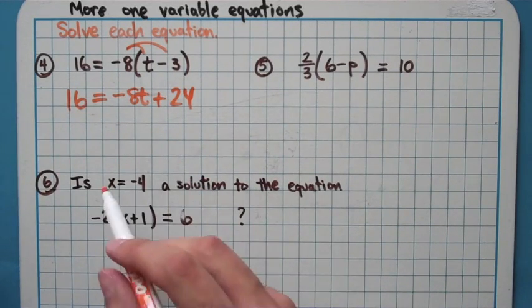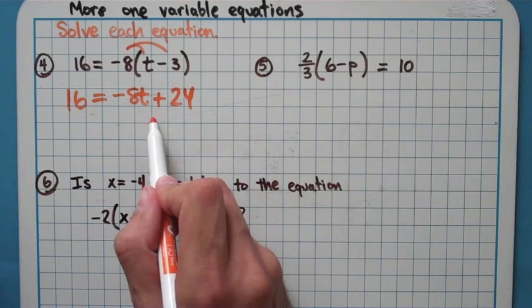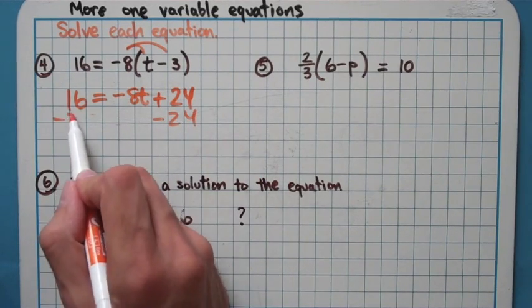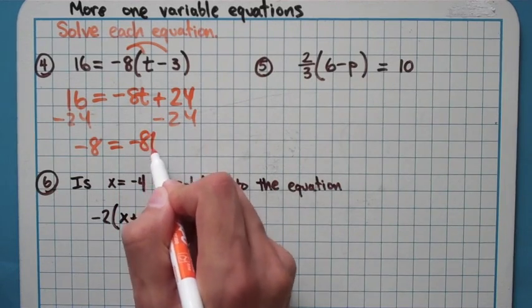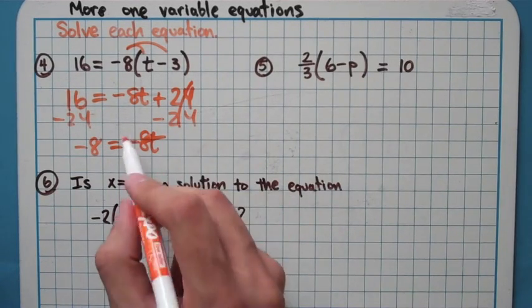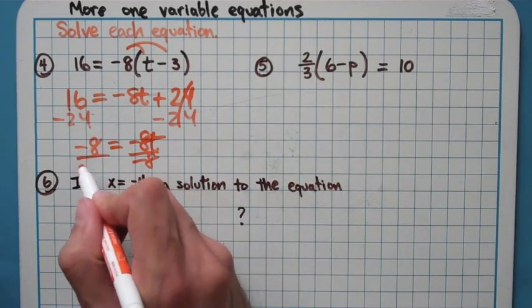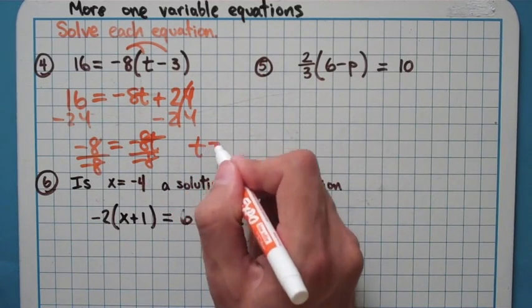And now it's just like a normal problem that you solve for t. We're going to subtract our 24 from both sides. You get -8 equals -8t. These are going to cancel. You divide both sides by -8. And you end up with t equals 1.